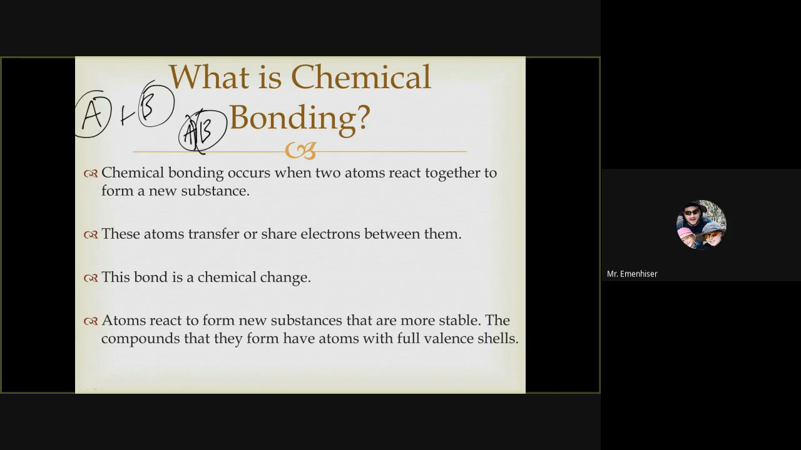All right, so this process of making a chemical bond is a chemical change. Obviously, we're making a new chemical substance. And then atoms are going to react to form new substances that are more stable.